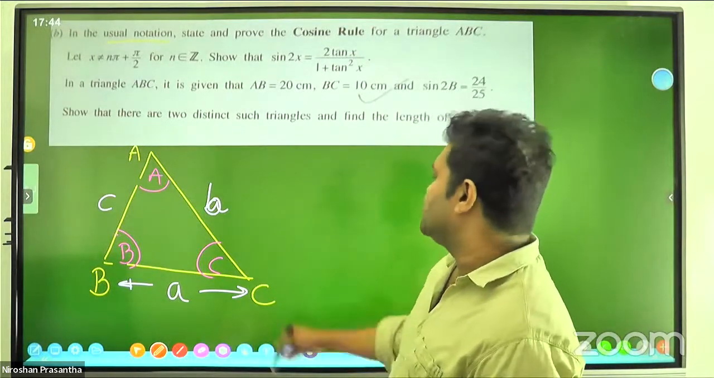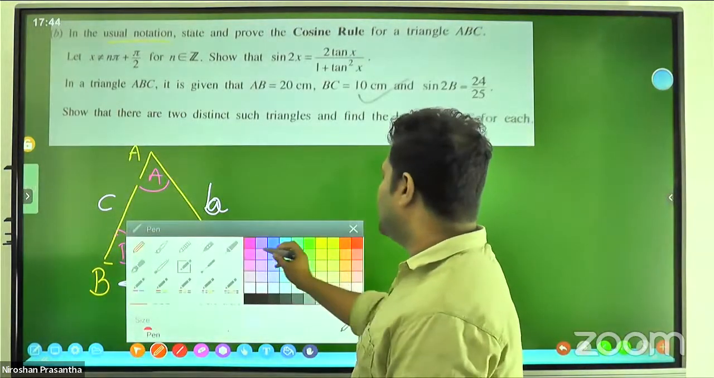Then we can write down cos A, otherwise cos B.